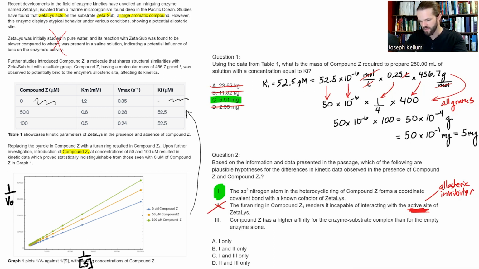Now, we can modify this statement to say compound Z has a higher affinity for the enzyme substrate complex than for the empty enzyme alone, and compound Z1 has no affinity for the allosteric site, or something like that. That works. That would be a plausible hypothesis. We could test that hypothesis, right? We could do some sort of mass spec and see whether compound Z1 shows up in the allosteric site or whatever. There's lots of different ways of doing this.